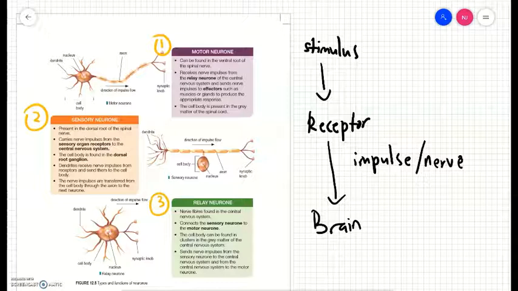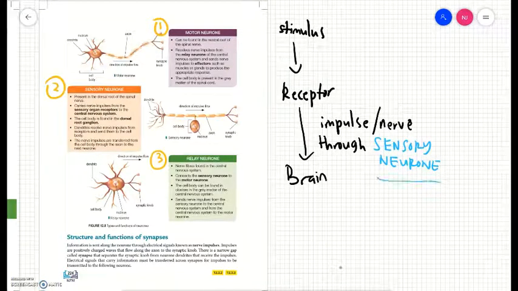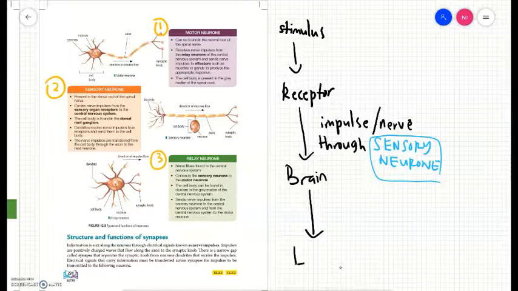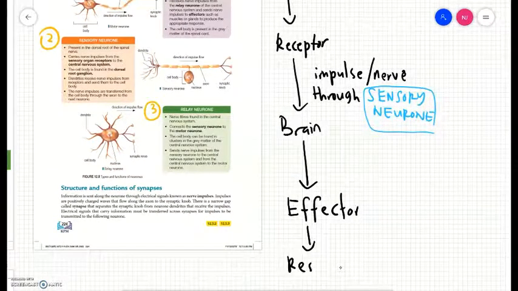Okay, this receptor sends the impulse to the brain through sensory neuron. Okay, sensory neuron. Then let's say the brain has received the impulse, and then it wants to send another impulse to the effector, meaning to create a response. Okay, to create a response.